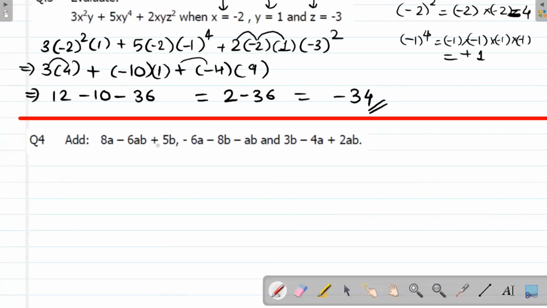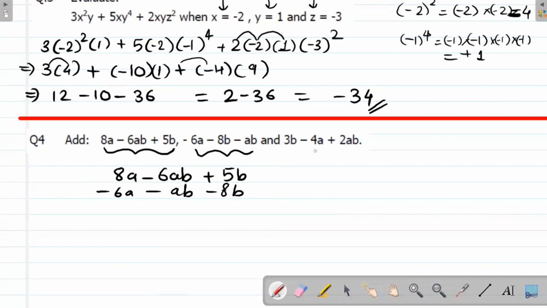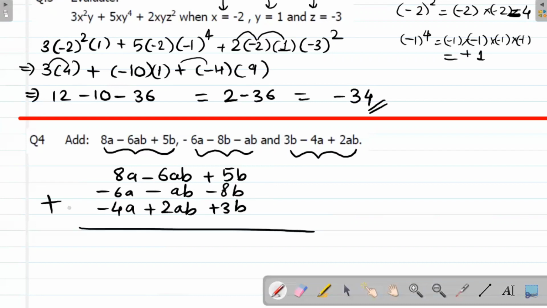Now add 8a. Okay, 3 terms we are having and we need to add them. You can do this addition vertically also. Only the thing is that whenever you are doing the vertical addition, you need to write the like terms one after other. So this is your first expression. Second expression is minus 6a minus 8b minus AB. Carefully write the like terms one after other. Now here plus 3B, then minus 4A, and last that is plus 2AB. Don't even change the sign. Okay, now you need to add them all.